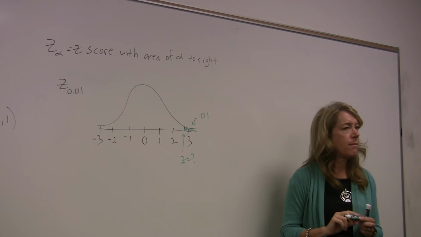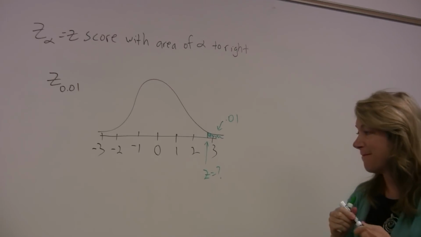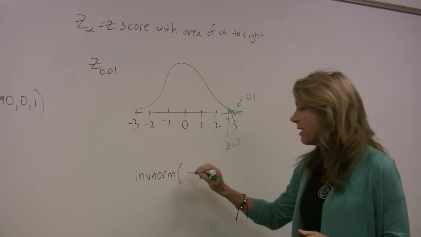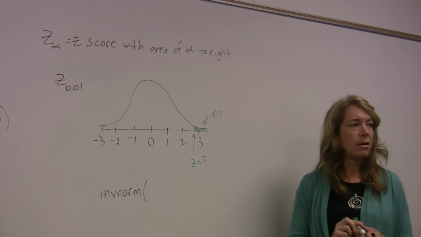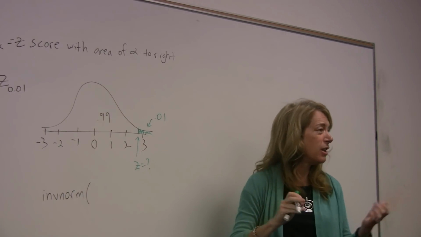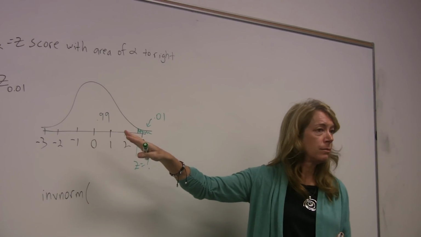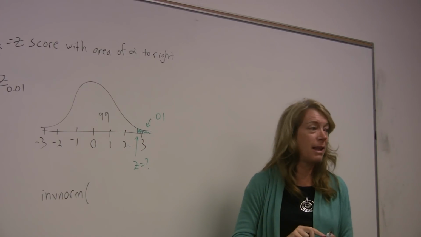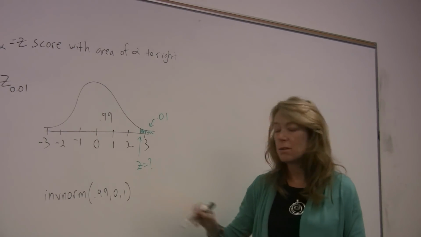How am I going to find that? You do inverse norm, but then you put 1 minus 0.01. So she wants to actually type in 1 minus, which will work. I just want to talk about what's the area to the left. There's 1% to the right, so do we agree there's 0.99 to the left? Typing 1 minus will give you the same thing. Why do I care about the left? That's what the calculator wants. The calculator always wants to talk about the left. So I'm going to type in 0.99 and my mean and my standard deviation.